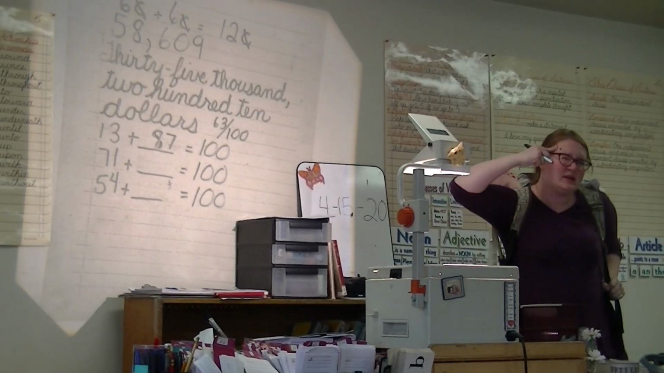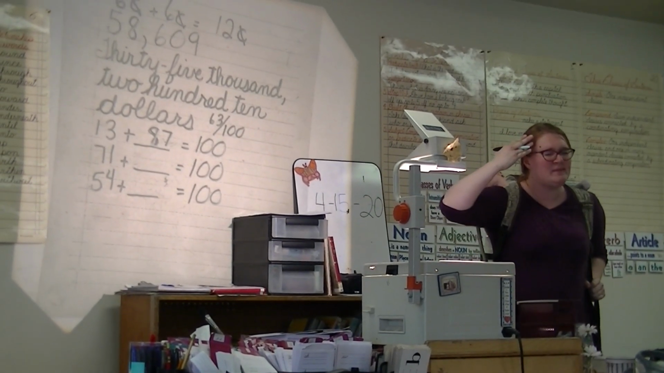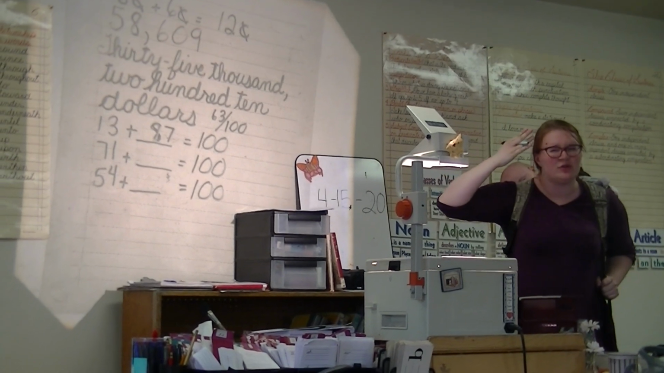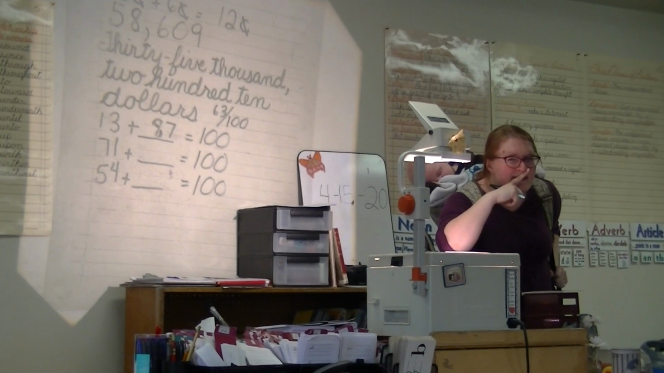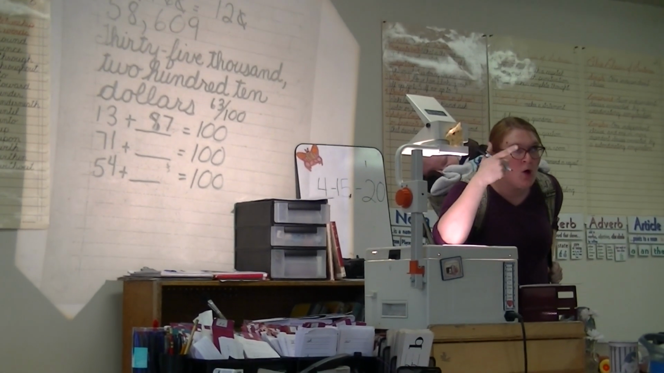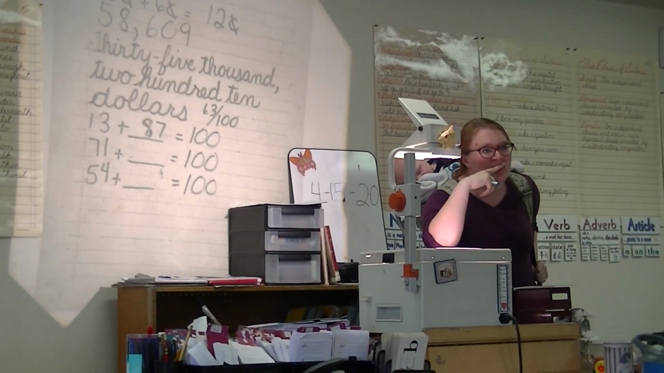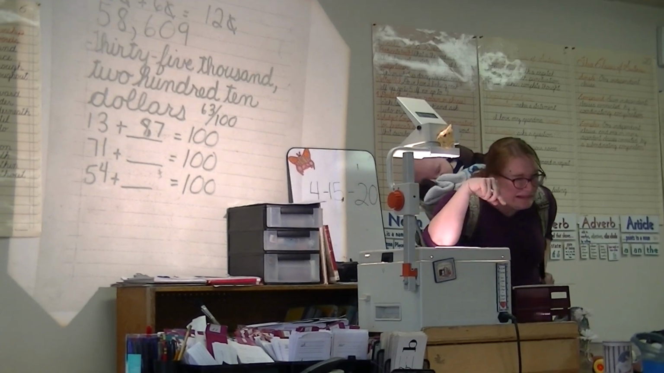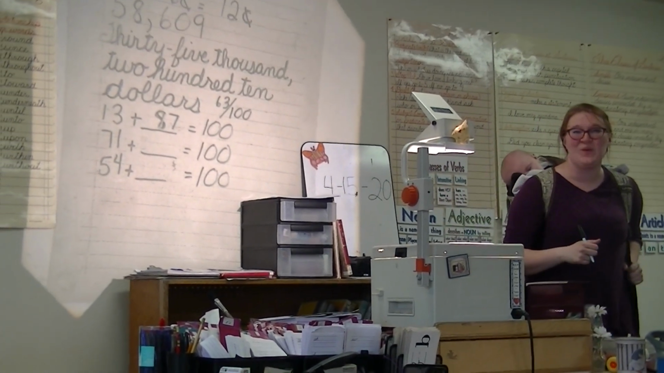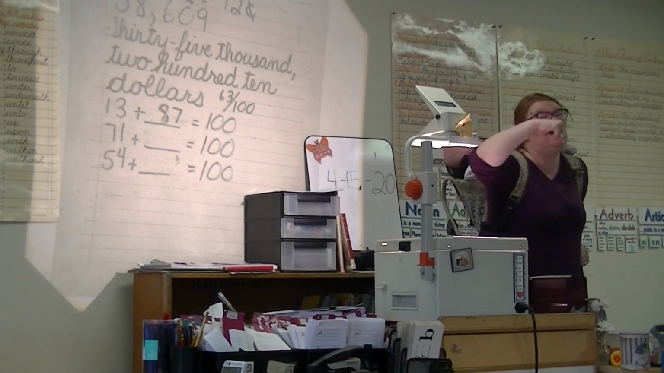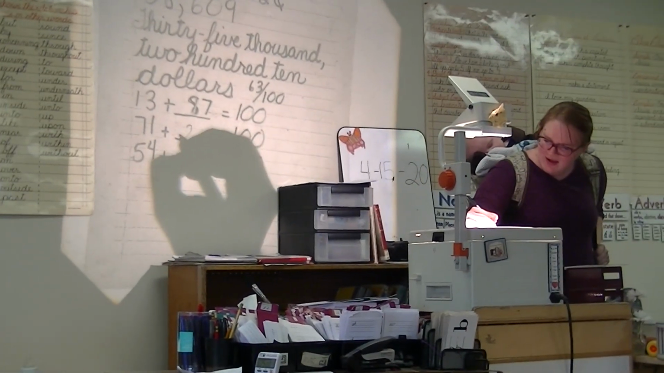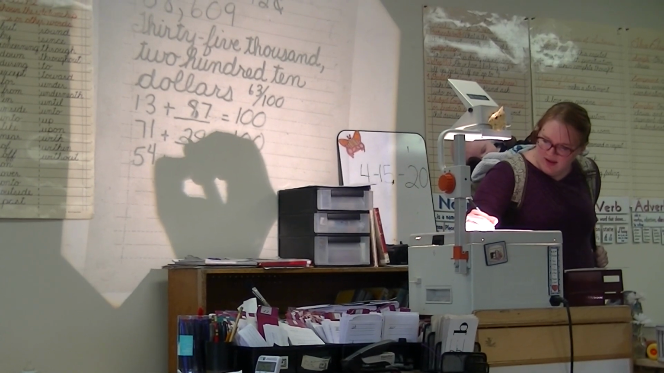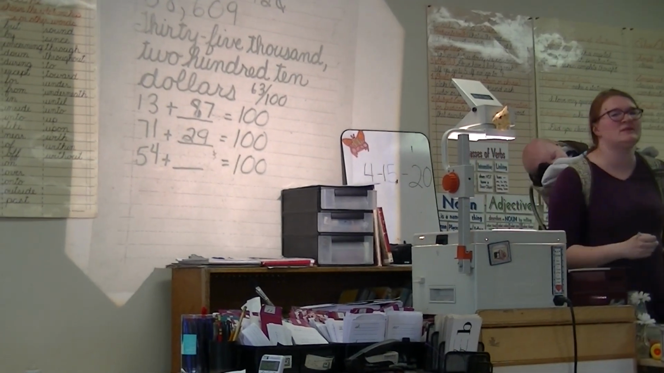So let's keep that 30 in our brain. Say, stay there, brain. Stay there, 30. If 71 is 1 more than 70, then what is 1 less than 30? What is the number that comes right before 30? Jackson? 29. Easy peasy lemon squeezy.